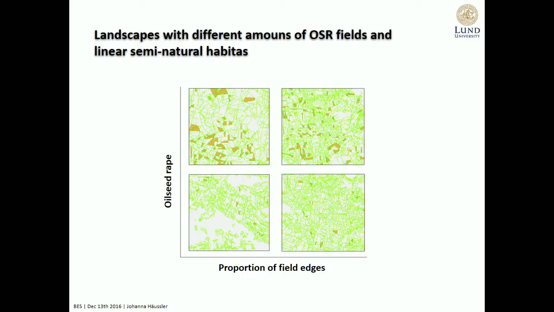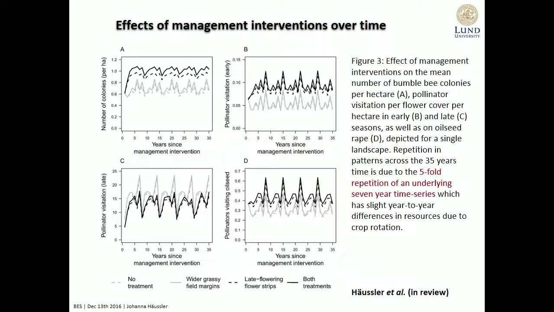Yeah, then, as I already said, we also looked at landscapes with different amounts of oilseed rape fields and semi-natural habitats, because we were assuming that landscape characteristics also play an important role in how effective management interventions actually are. Yeah, so these are our results. We tested it over a longer time frame.